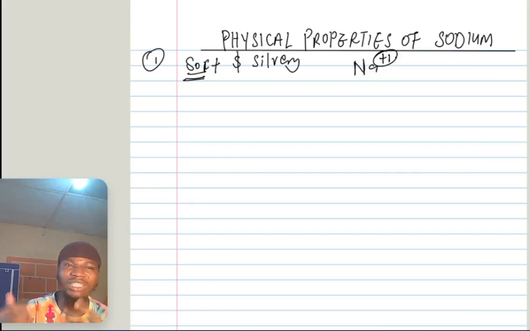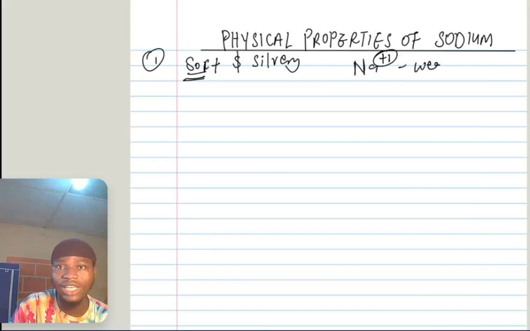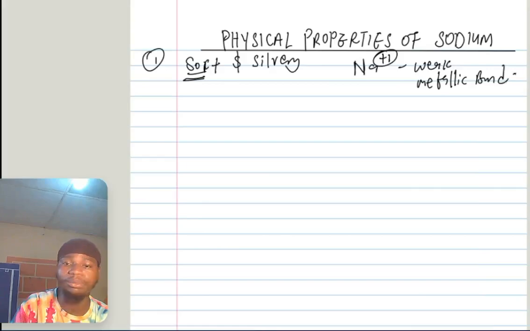So because it is donating just one electron, it makes the metallic bond so weak. That is why it is possible for us to cut sodium with a knife. Okay, it has a weak metallic bond. That is it.